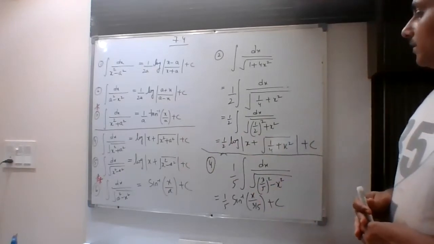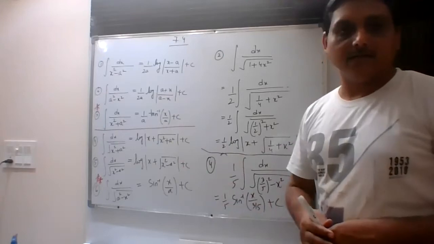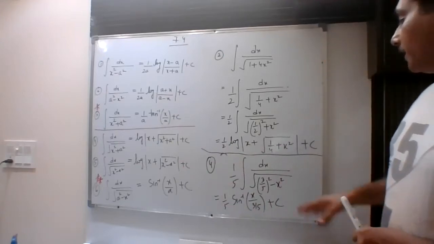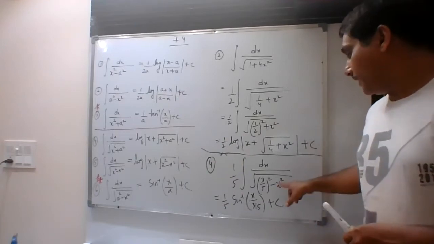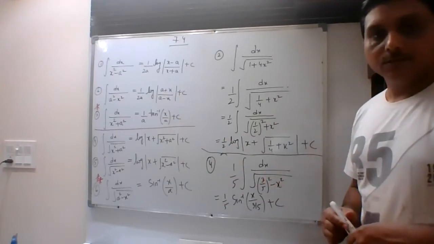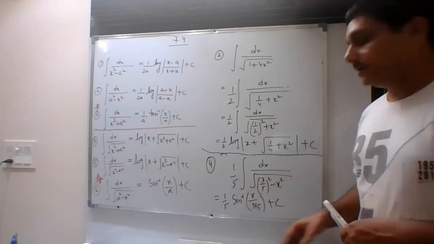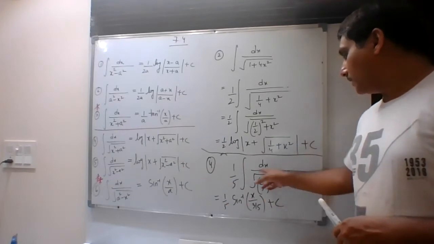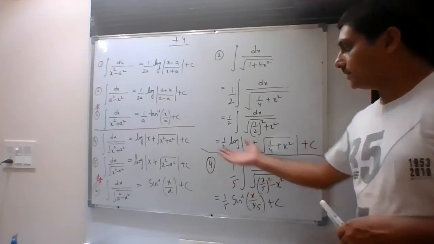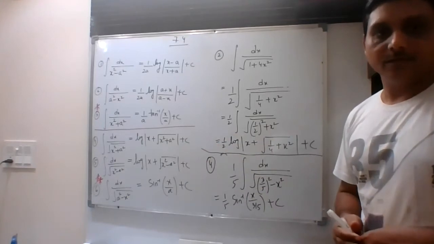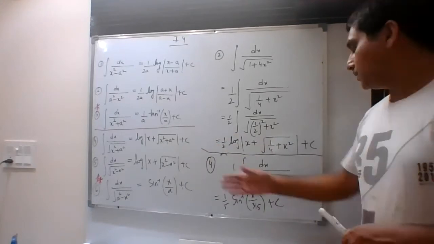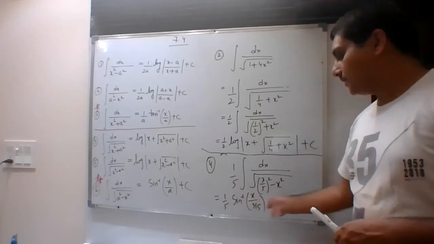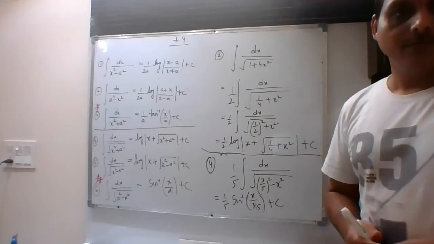Similarly, you can see question number 4 from NCERT. In question number 4, what I had done is I had taken 25 common. After taking that 25 common, I can write this as (3 upon 5) whole square minus x square, under the root. Now, you can see the corresponding formula. Here formula number 6 is applicable. So let us apply that: 1 upon 5 sine inverse x upon a plus c. This is what you will get as the final answer.